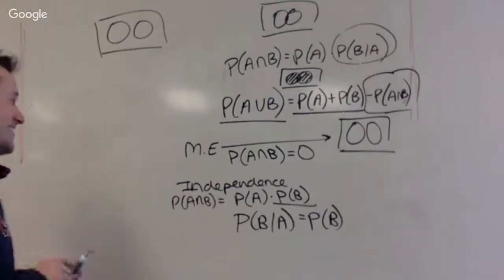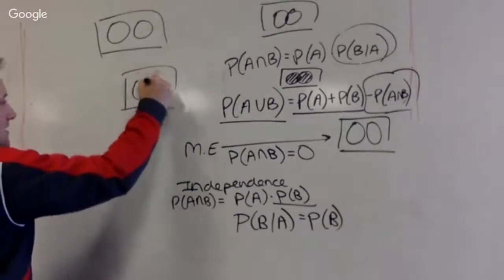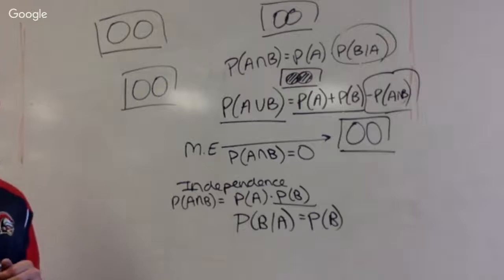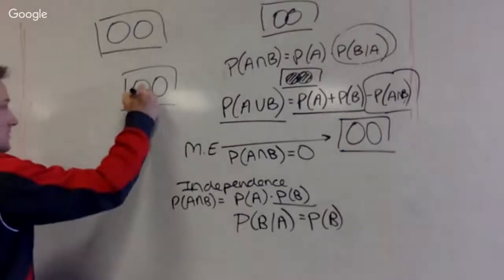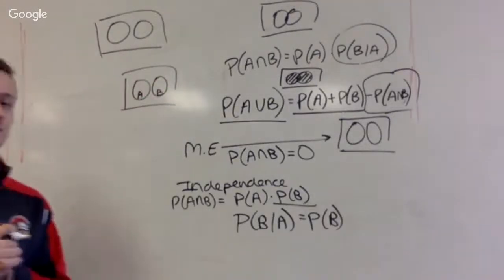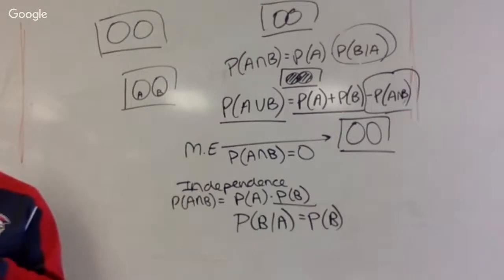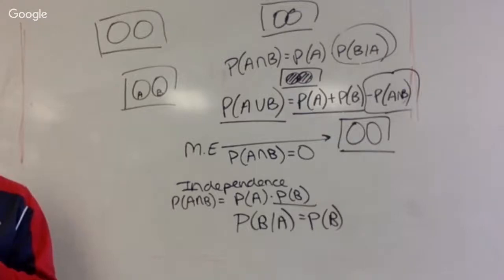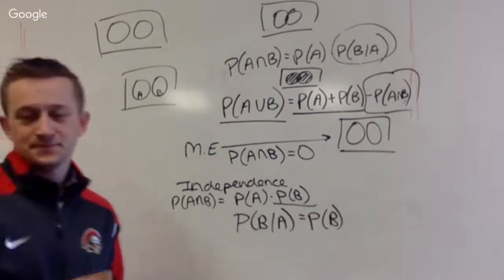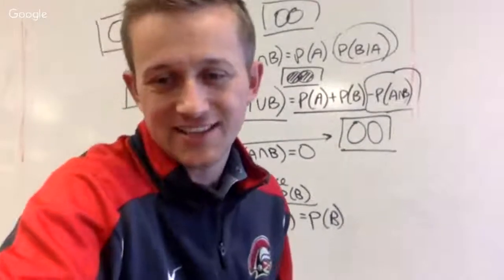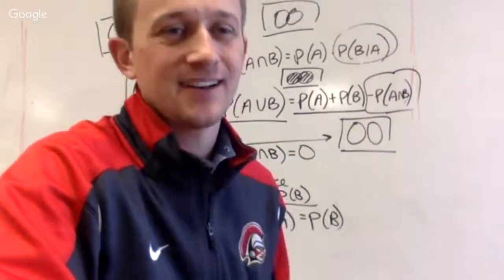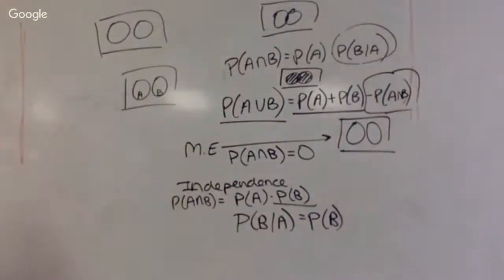So if I say that two things are mutually exclusive, such as this, and this is A, and this is B. What does mutually exclusive again mean? It means they don't intersect. Yeah, there's no intersection. You said it right. I just wanted to make sure you got that. So if these are mutually exclusive, they are not independent. What does independence mean again? Independence means that one doesn't influence the next.